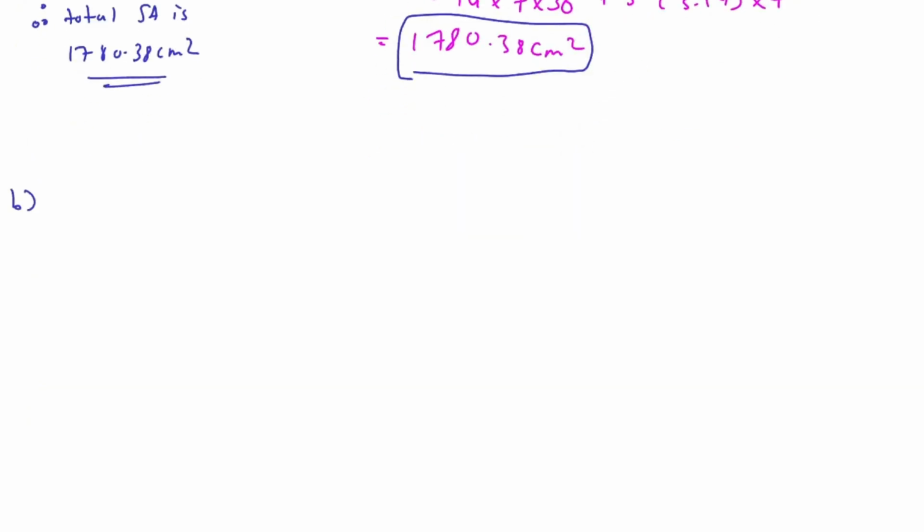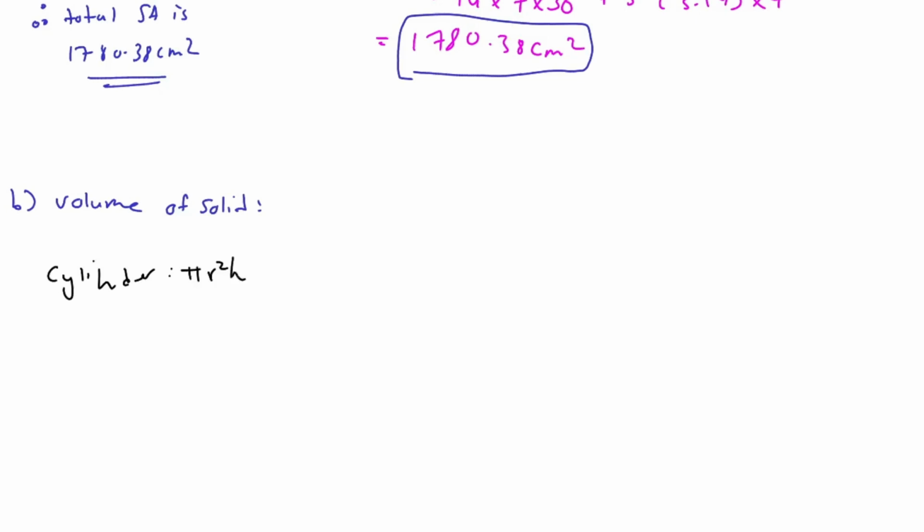Now let's do part B, which is to find the volume of the solid. So what do we have to find? Volume of solid. Now this should be easy to understand, because we need to know two things here: the volume of a cylinder and the volume of a hemisphere. The volume of a cylinder is pi r squared h.